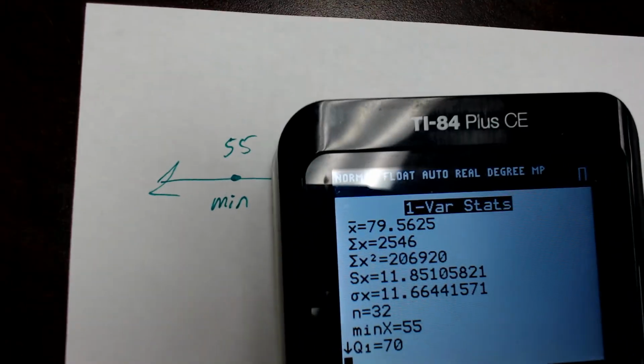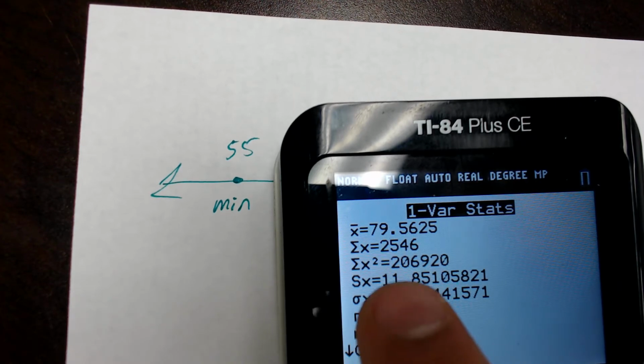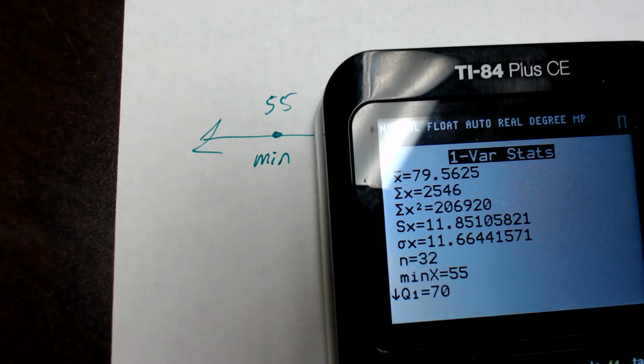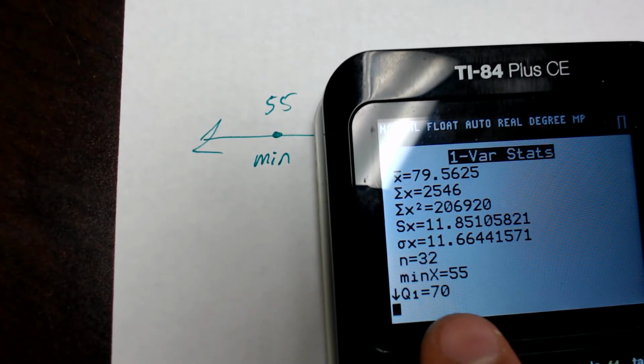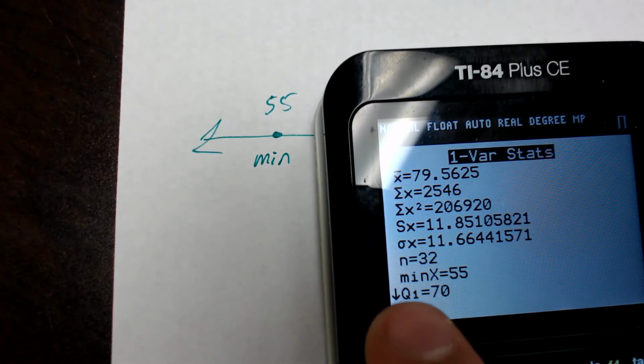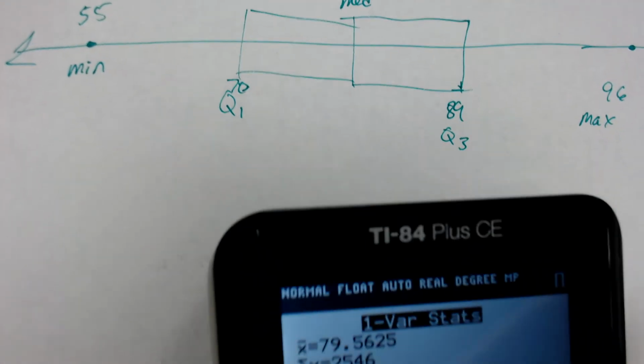Some of these are written in Greek, which is a little bit hard to understand. Like we have sigma of x squared. That's not so much what we're worried about. What we are worried about though is if we scroll down, we have our minimum number, which is 55. It says minimum of x, 55. Then we have our first quartile number, or quartile 1, 70, which we see is what we needed for our box and whisker plot, right?